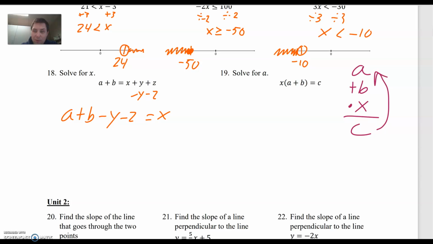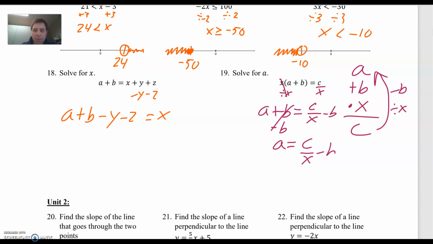So if I want to solve for a, I would undo that order. So I will divide both sides by x. That would remove the multiplication. I have a plus b is equal to c divided by x, so I'll just write that as c over x. And then I will subtract b from the other side. So that removes this addition. And so now I'm left with a is equal to c over x minus b.